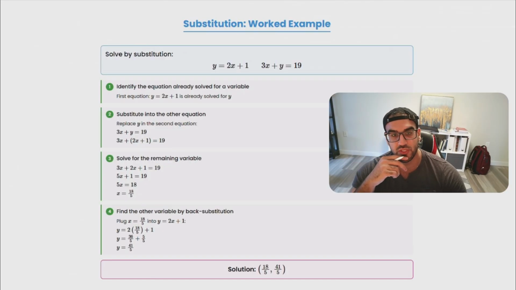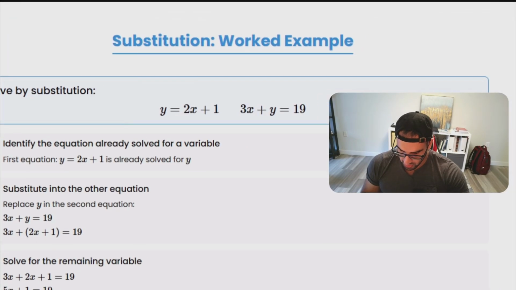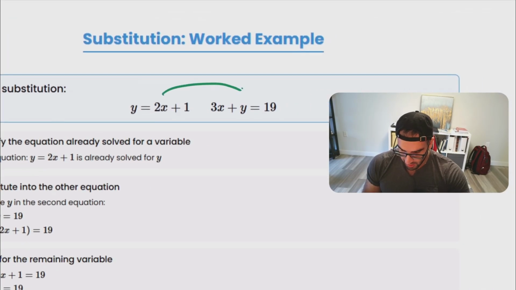y is equal to x plus 1, and 3x plus y is equal to 19. This is not that hard because y is already written in terms of another variable, x. So the only thing I have to do is put whatever I have over here instead of y, and after that solve everything for x. So I have 3x plus x plus 1 is equal to 19.